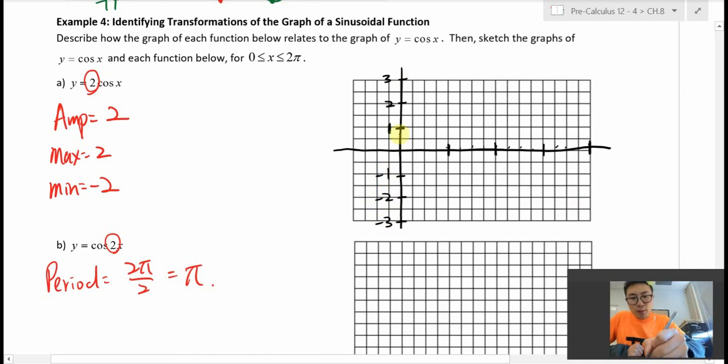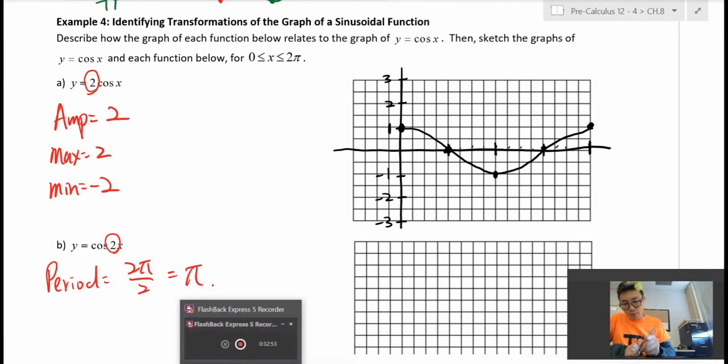Okay, cosine graph starts from maximum, which is at 1. Remember, just cosine function. And ends with the maximum. Halfway between, it's a minimum. Between the max and min, you have 2 x-intercepts. So there is your cosine graph. Okay, so go ahead, finish the other 2 cosine graphs, and then we'll do these together, okay?